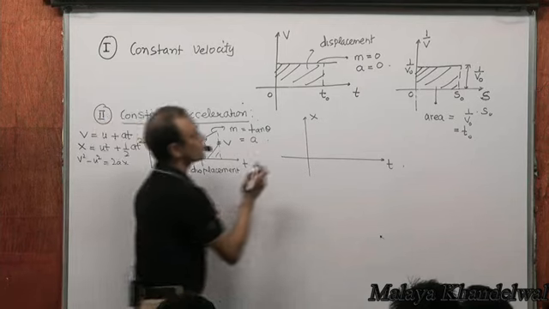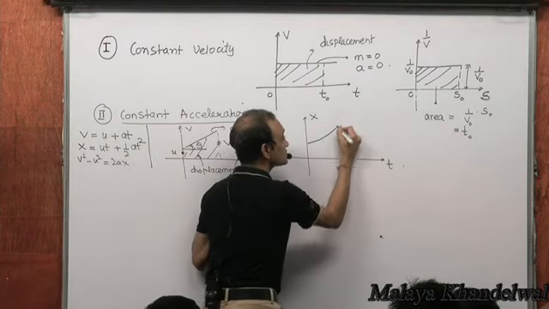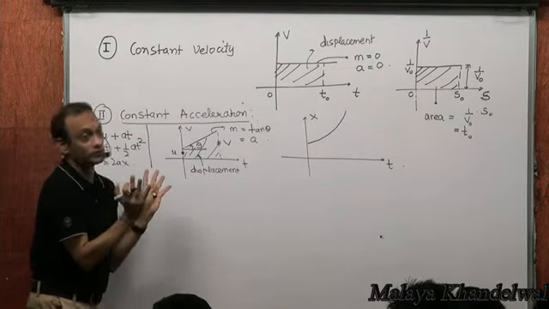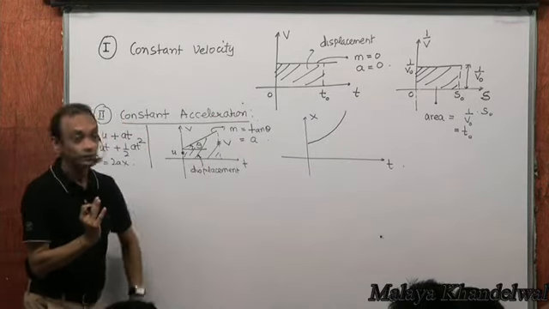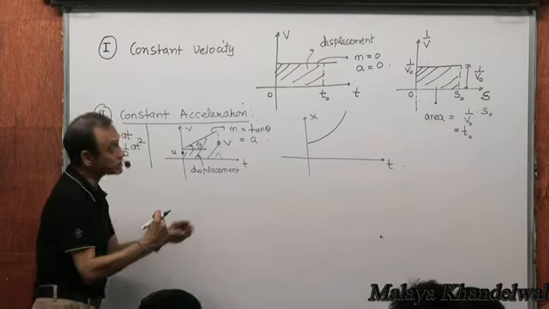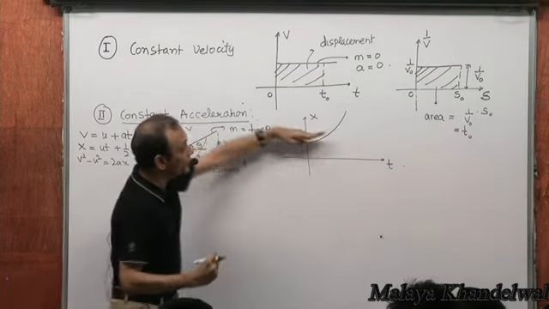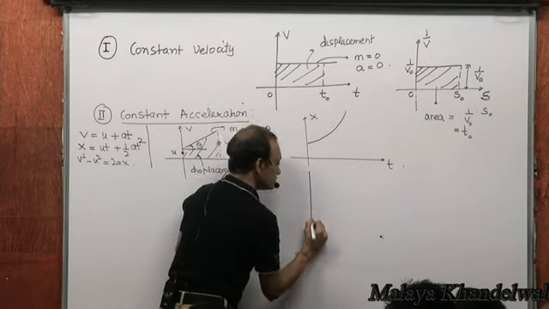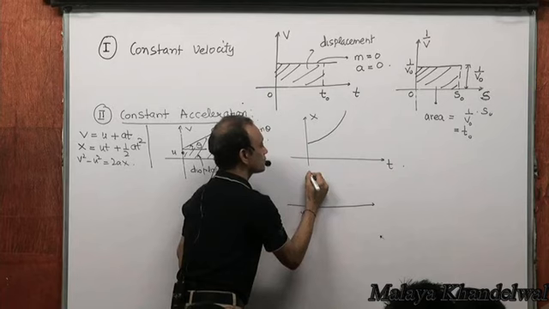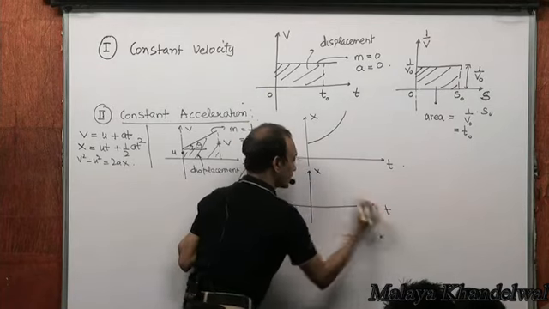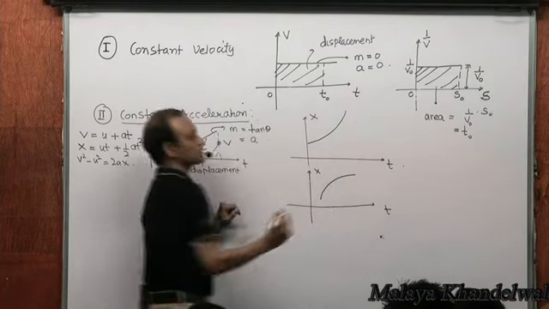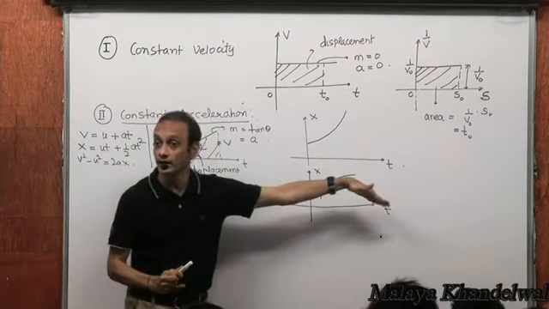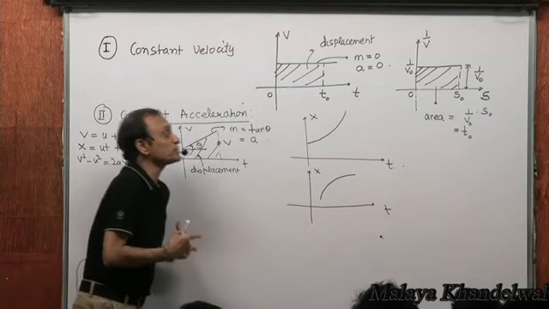Now this curve could be like this, which we learn later is a parabola. This displacement time graph would be a parabola if acceleration is constant. It could have a shape like this, or it could also be like this. The displacement time graph could be like this, or it could be like this. There are two possibilities. Now, what's the difference between the two graphs?